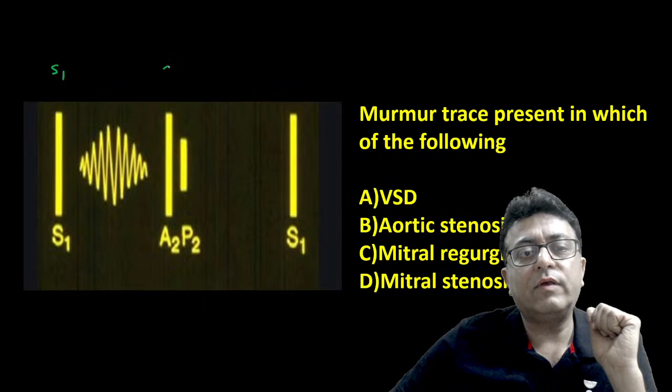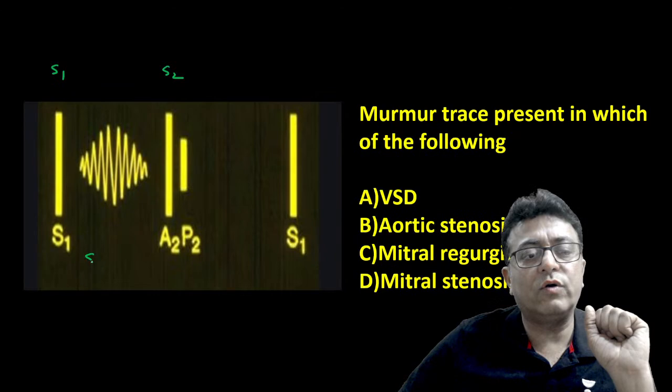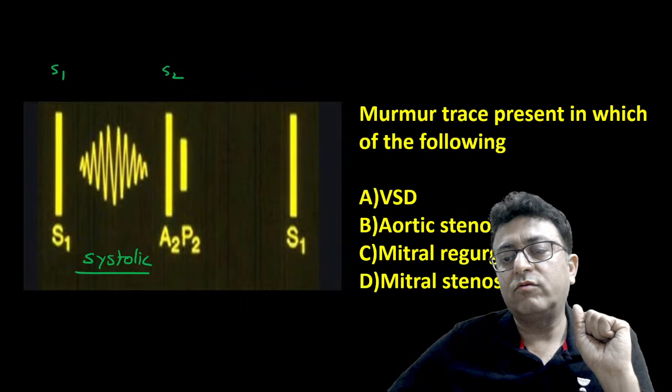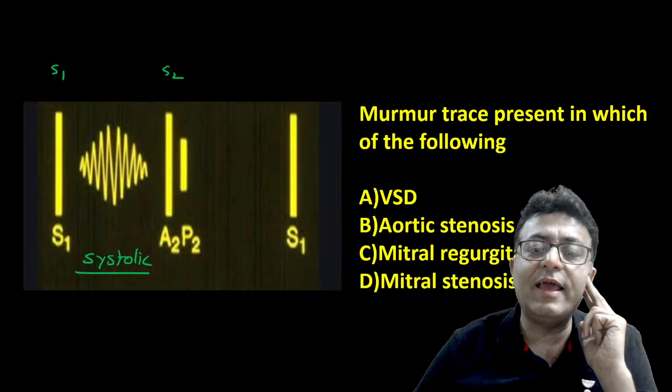Okay, now in our question, this is S1, this is S2. So the murmur is between S1 and S2. So one thing is sure, it is a systolic murmur. Now, mitral stenosis is a diastolic murmur, so this is out. Now, VSD, AS and MR.